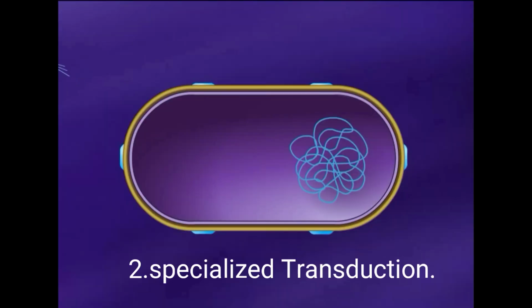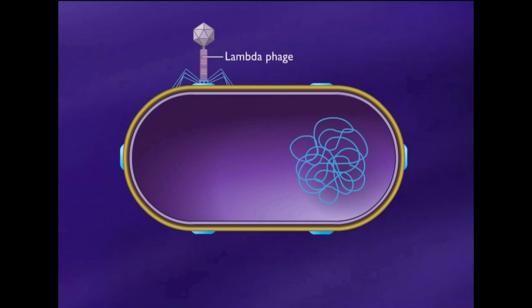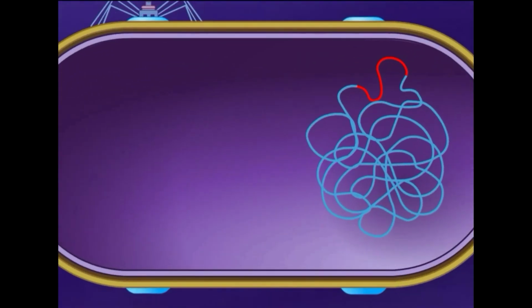Now let us discuss the second type, that is specialized transduction. In specialized transduction, the bacteriophage is a temperate phage, and the example of temperate phage is lambda phage, containing its own DNA. This DNA is inserted in the bacterial donor cell and forms a complex with the donor bacterial DNA. Okay, this is the complex forming, and after some time it takes some part, some special gene, of the bacterial DNA along with the phage DNA.